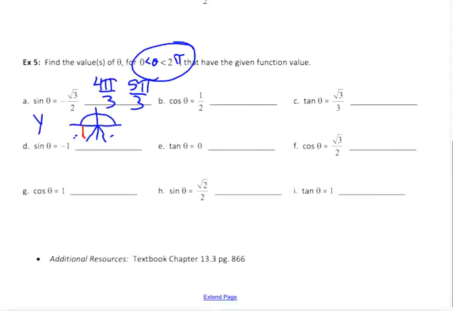Okay, let's try 2 more here, this cosine and then this tangent. So cosine is my x value. I have a positive x value here, so I'm going to be on the right side. 1/2 is a small number, so I'm not going that far to the right side. So I'm going to be up. So I'm really close to that y-axis there. They have the same reference angle. You can think of that.